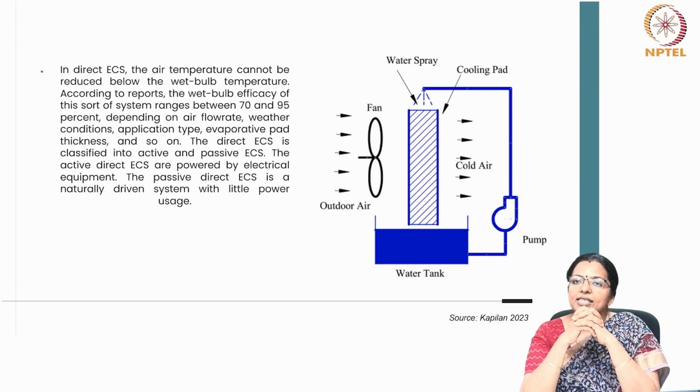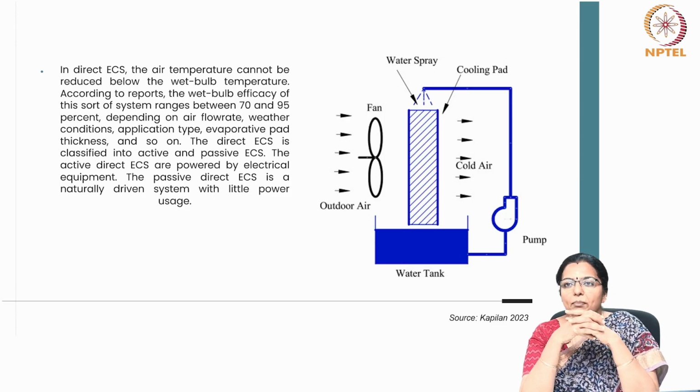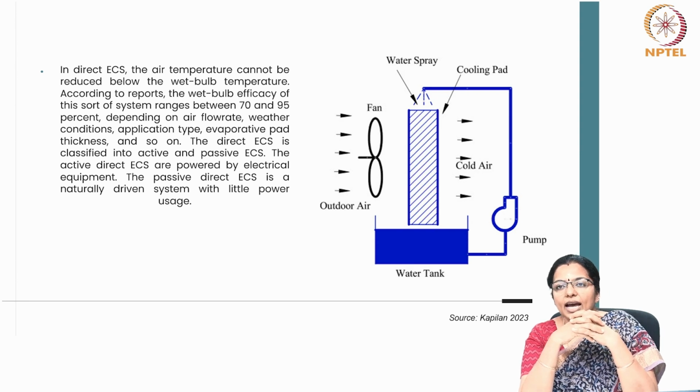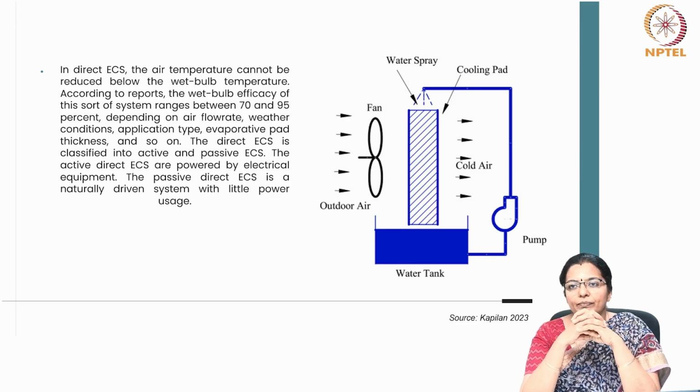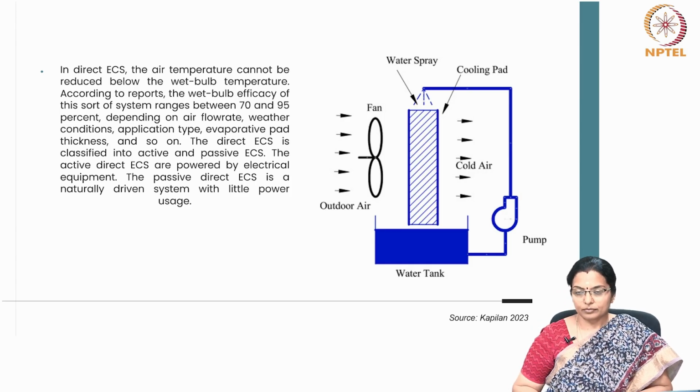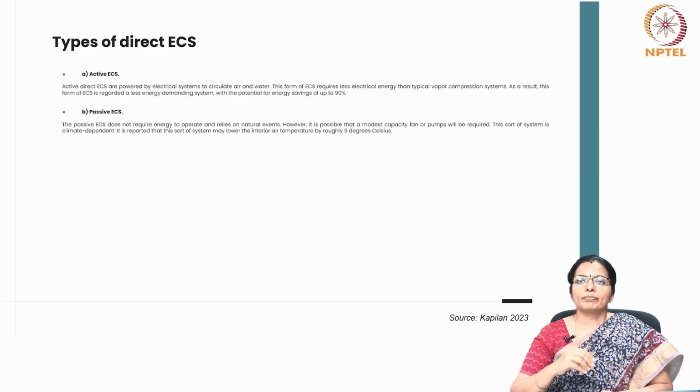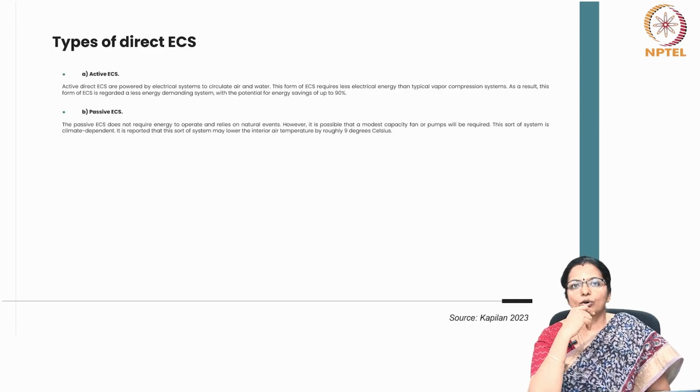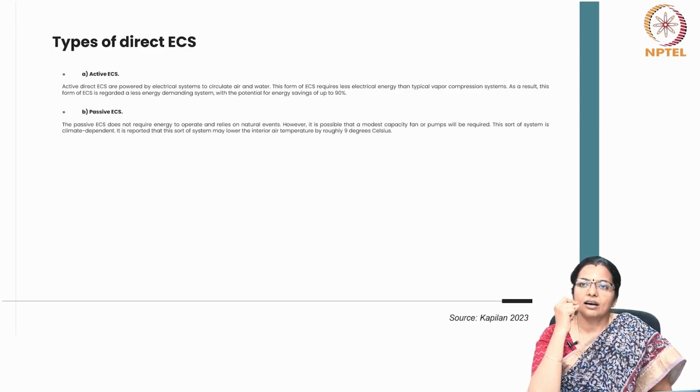The direct ECS is classified into active and passive ECS. The active direct ECS are powered by electrical equipment. The passive direct ECS is a naturally driven system with little power usage. Now, if you look at the types of ECS, first is active ECS. Active direct ECS are powered by electrical systems to circulate air and water.